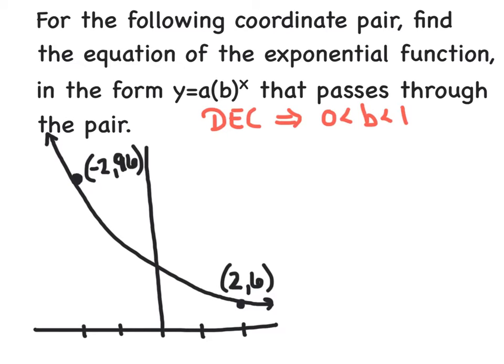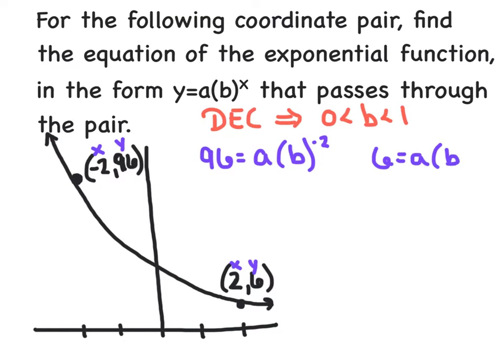But again, let's substitute the -2 for x and the 96 for y. Equals a times b raised to the -2 power. And then we'll do the same thing with the other ordered pair. We'll substitute accordingly, and we'll say 6 equals a times b raised to the 2nd power. Okay, now what are we going to do from here? Remember, you could pick either one of the equations. We're going to pick one of them and solve for a.